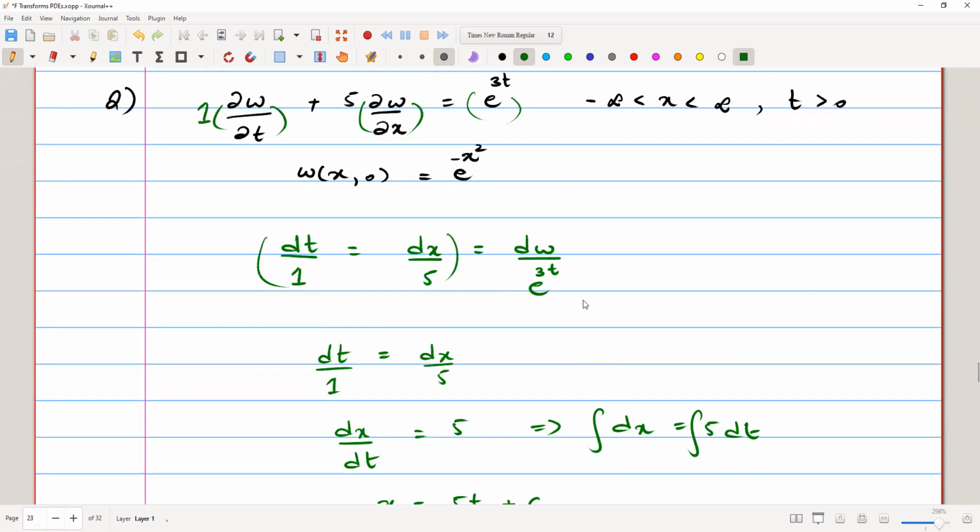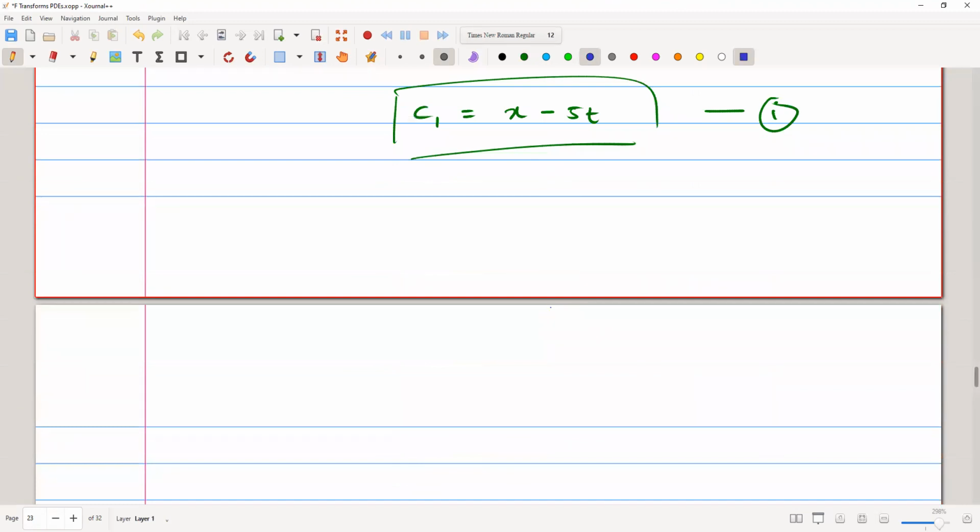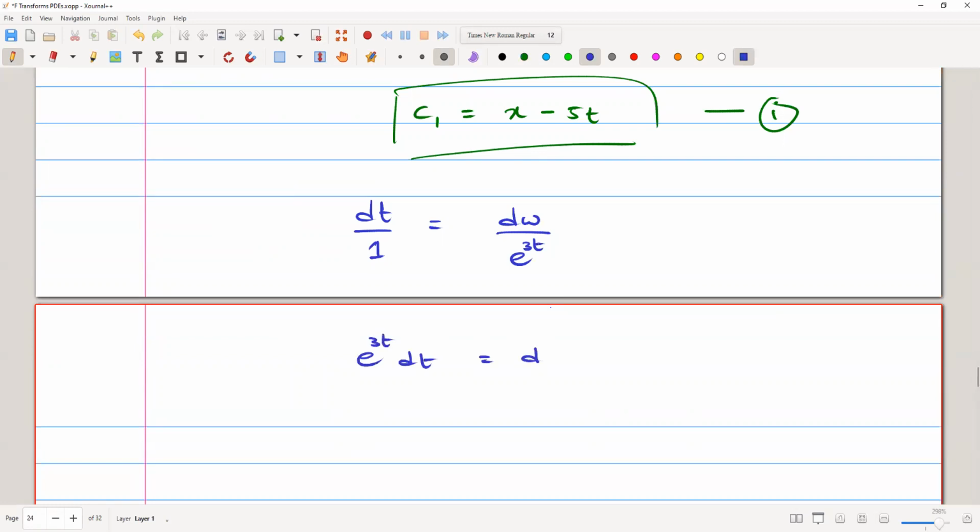Now, if you look here, we cannot take this and this pair, because here we have e to the power 3t, and it's a function of t, but here is dx and here is dw. Therefore, we can just take these two elements, that is dt over 1 and dw over e to the power 3t, so that the equation becomes separable and we can solve it to find w. So dt over 1 equals dw over e to the power 3t, and we can move this: e to the power 3t dt equals dw.